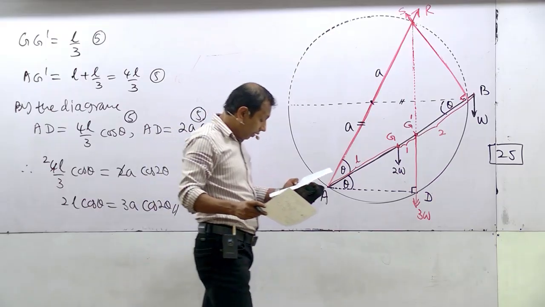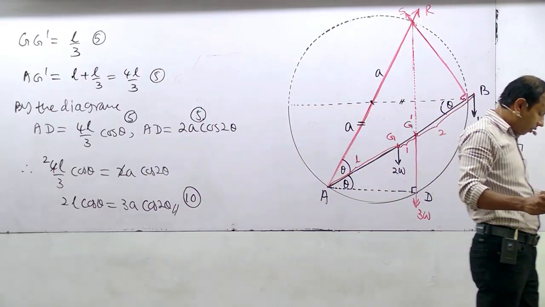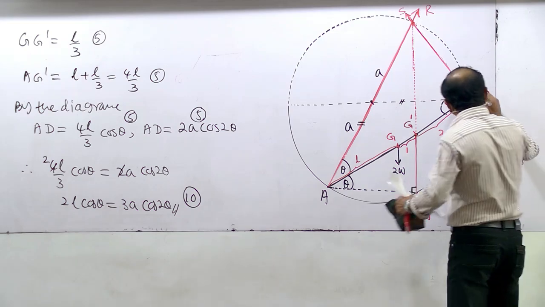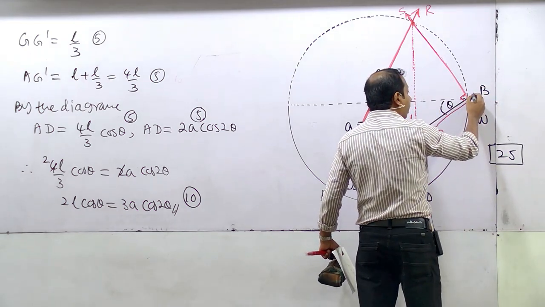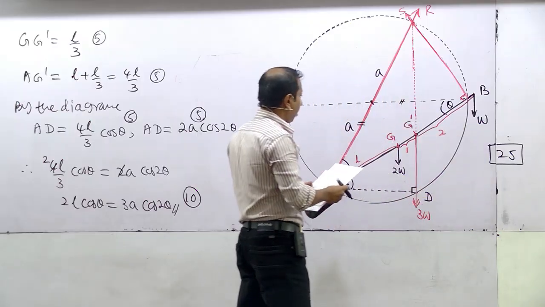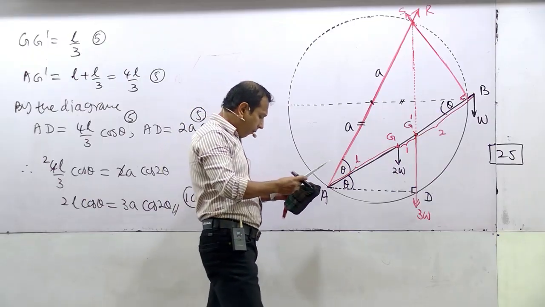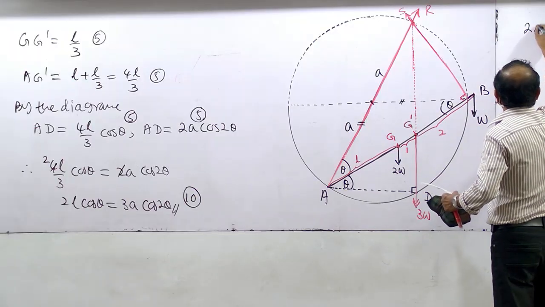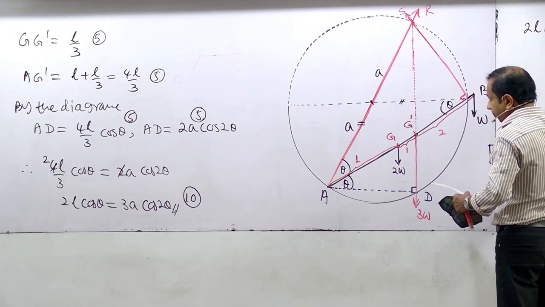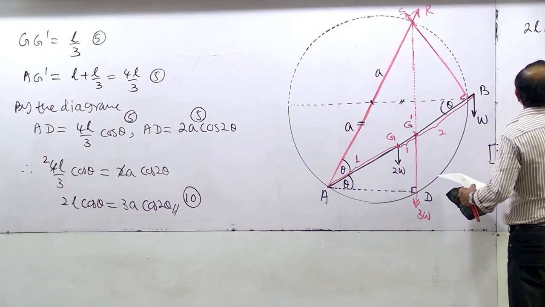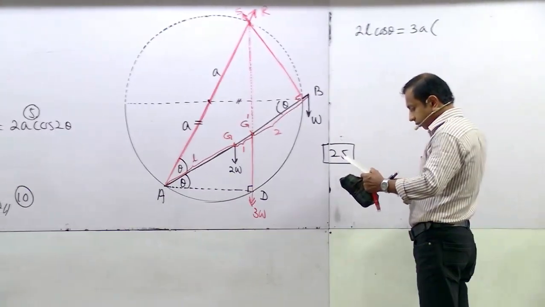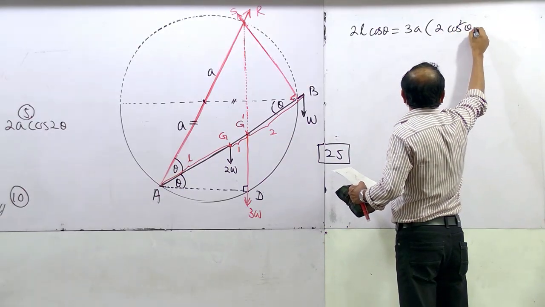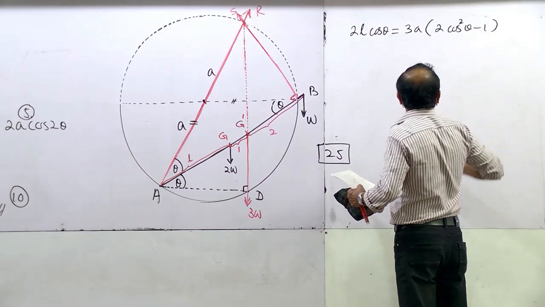Find, in terms of L and A, and show that the length of the part of the rod projecting beyond the rim is this. That means it is asking to find this small part, this length. Now, by using this result we can write 2L cos theta equals, on the right hand side, 3A cos 2 theta. Cos 2 theta on the right hand side we can write as 2 cos square theta minus 1.